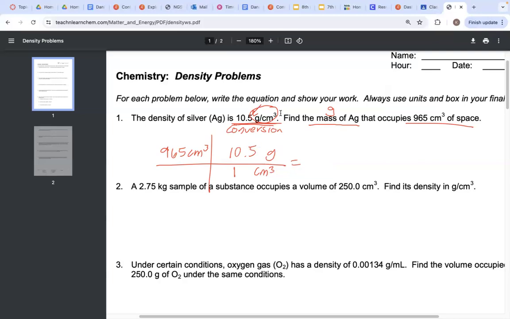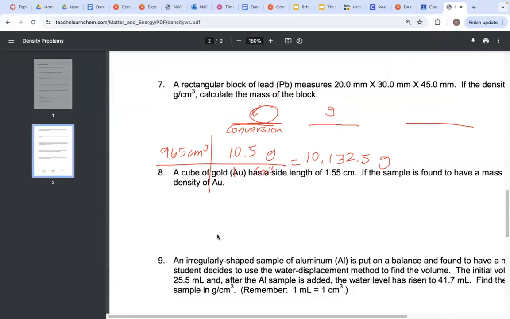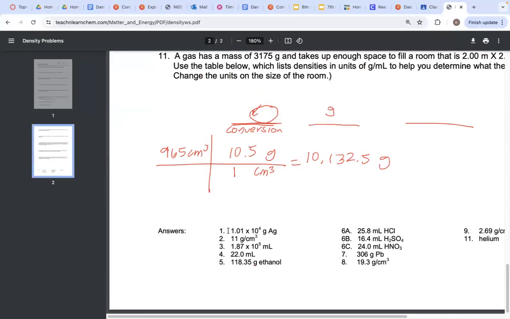And then it's just a matter of plugging this into our calculator. So we're multiplying this one, 96.5 times 10.5 divided by 1 is a large number. 10,132.5 grams. Now let's see if that matches their answer key. Oh yeah, they wrote in scientific notation though, and they did a little rounding.